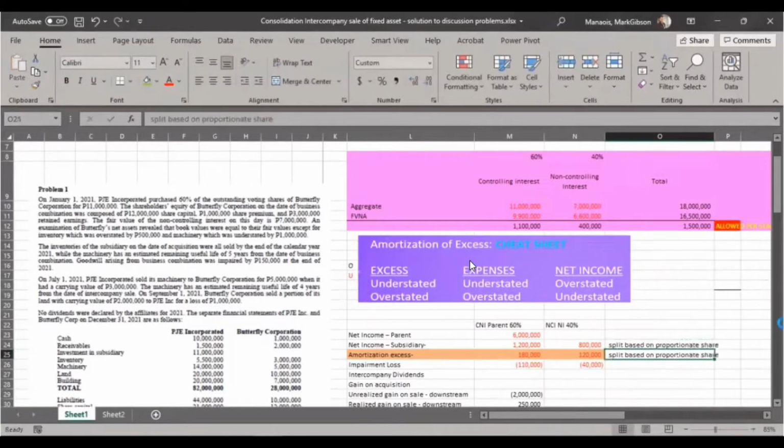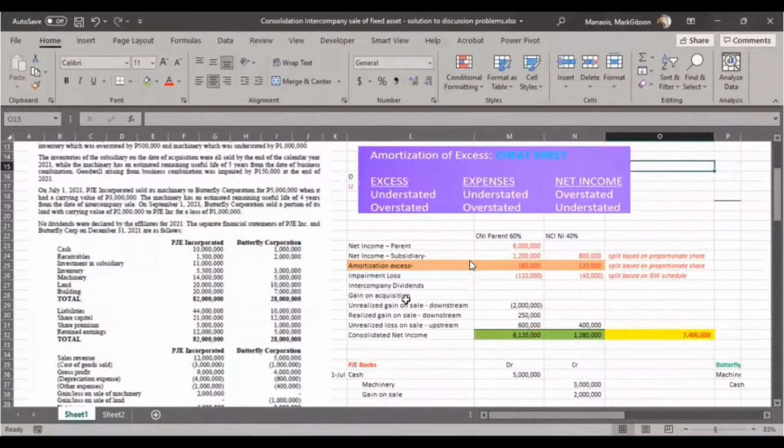Also the amortization excess, but this one is split based on goodwill schedule. This is important, and this is where students often make mistakes. Okay. Intercompany dividends, it says there that no dividends were declared, but just the same, let's discuss it.